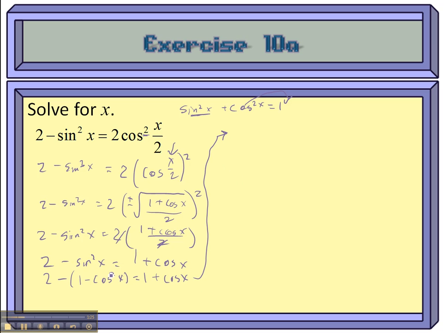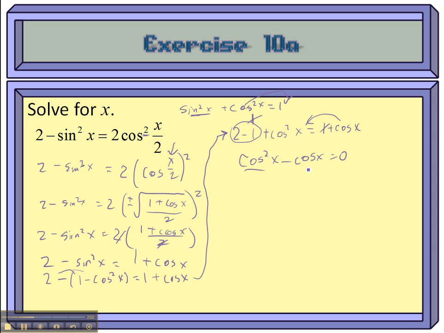So distribute this negative sign through the parentheses, and I get 2 minus 1 plus cosine squared x equals 1 plus cosine x. If I add these two things together, I get 1, and I have a 1 on the other side, so I subtract it, and poof, they disappear. And I'm left with cosine squared x equals cosine x, but I'll just subtract that over here to this side, minus cosine x equals 0.